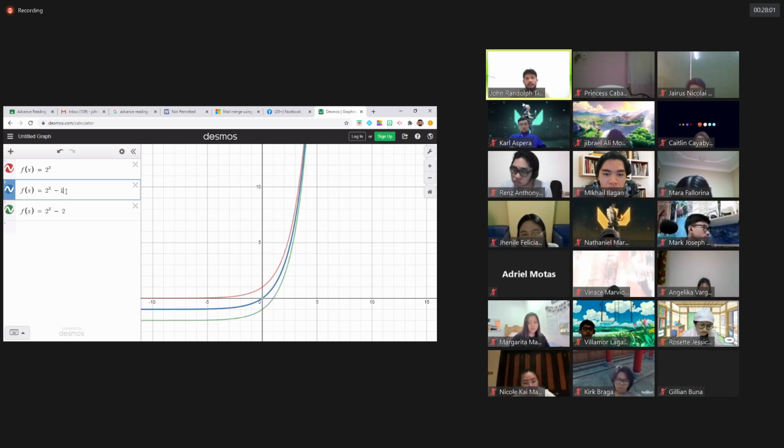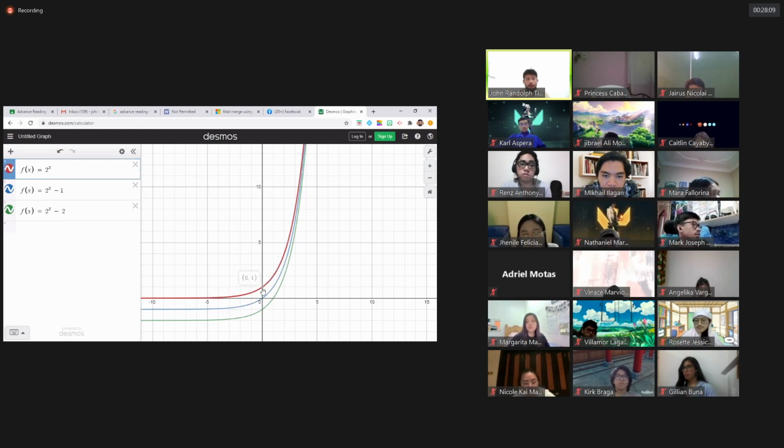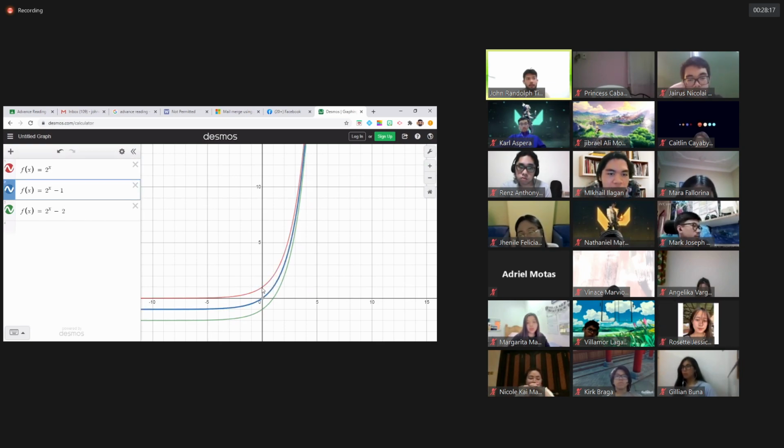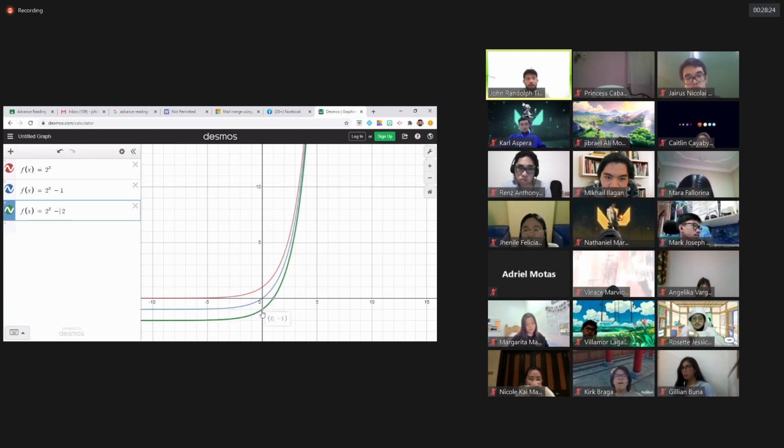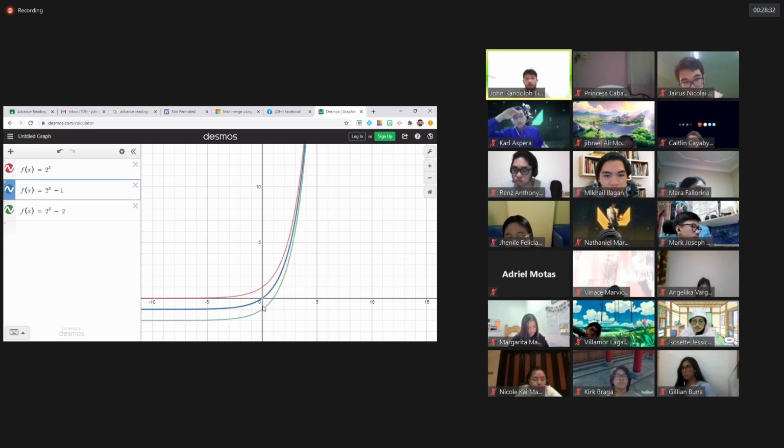Okay. It doesn't shift either to the left or to the right, but it shifted downwards. Look at here, this is the red one. Our point there is 0,1. Since it's minus 1, it shifted 1 unit downward. When it's minus, it shifts downward. Minus 2, it shifted 2 units downward compared to your red graph. So therefore, if we make it plus 1, where could be the position of your graph?